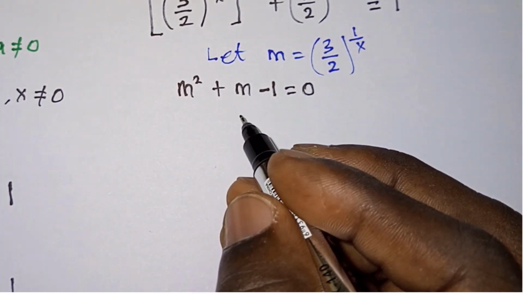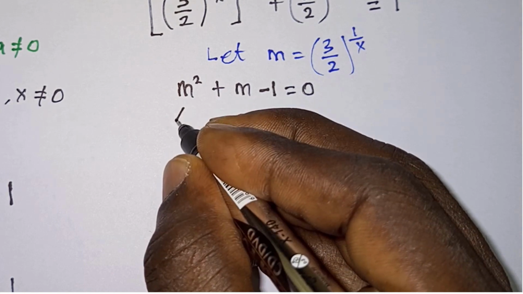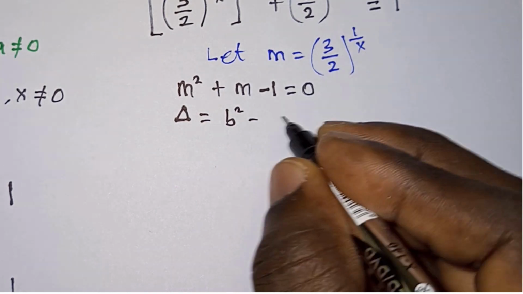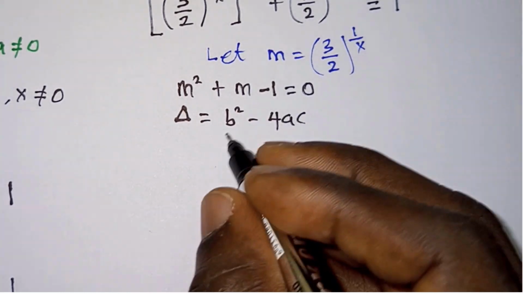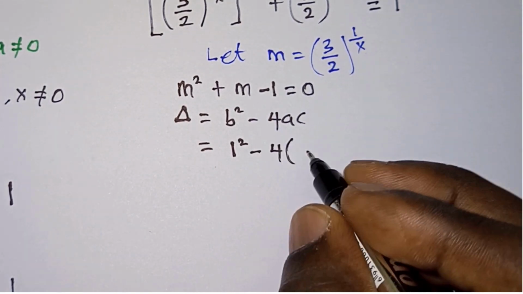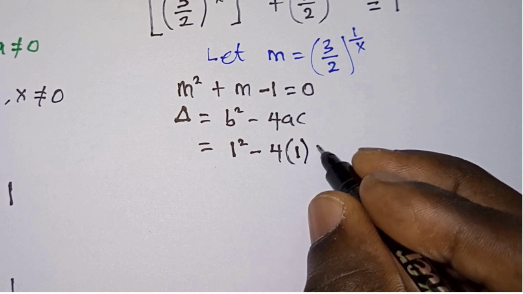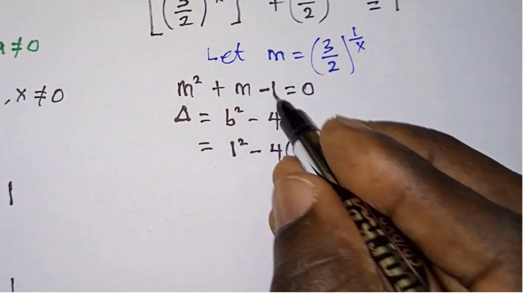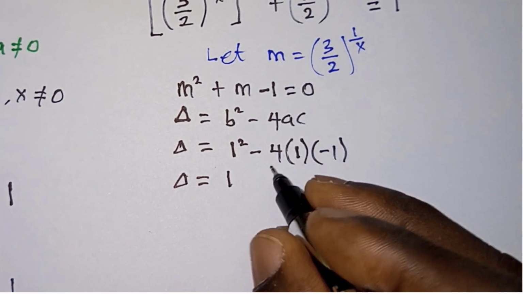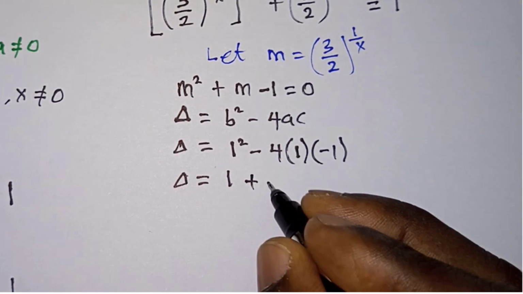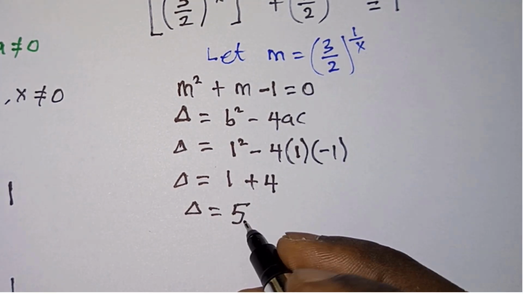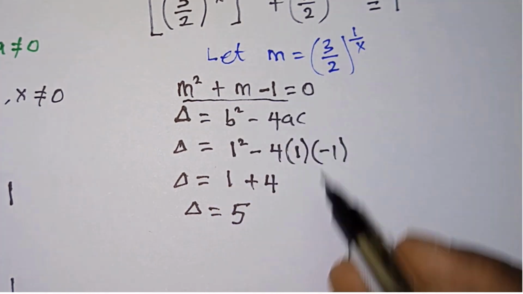But before we do anything to this equation, let's discriminate and see whether the equation is having real roots. By using the discriminant formula, that is b squared minus 4ac. b is the coefficient of m, so we're going to have 1 squared minus 4 times a, which is the coefficient of m squared, which is 1, times c being the constant, negative 1. So we have delta is equal to 1, negative 4 times negative 1, that is positive 4. So we have delta to be 5. Since delta is positive, it means this quadratic equation has real roots.